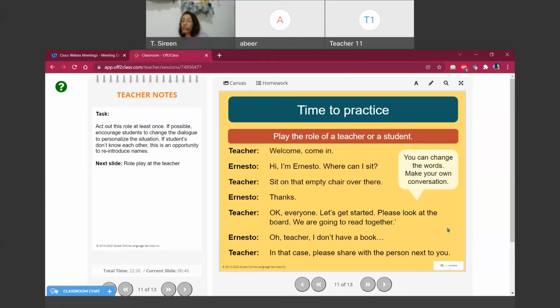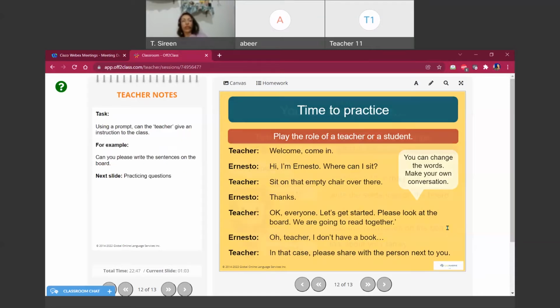Very good. So you can use this one with your student. For example, someone who doesn't have a book, you can tell them, please share the book with the person who's next to you. Exactly. Okay, all right.